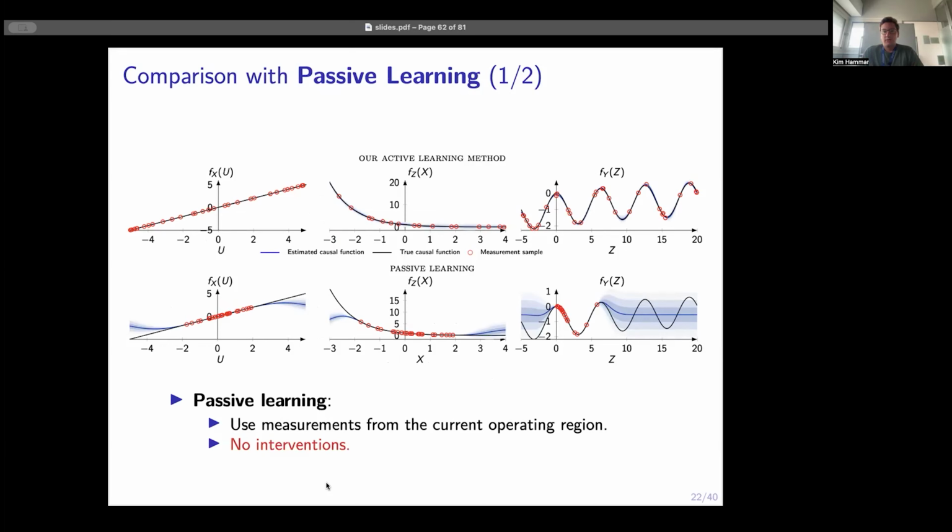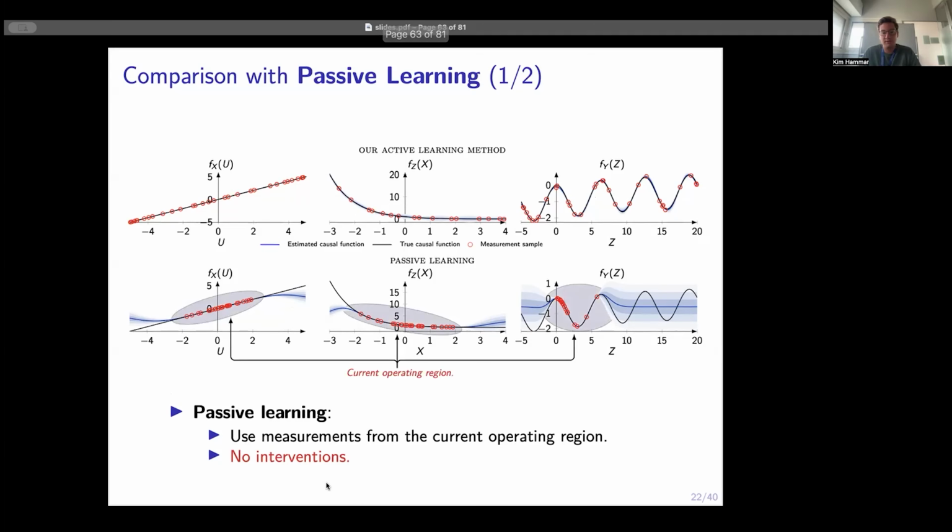And what you can see here in the top row is that our method identifies causal functions that are very close to the ground truth after around 30 measurement samples. By contrast, if you look at the baseline, it identifies the causal functions within the current operating region, but it fails to identify the functions outside of that region.